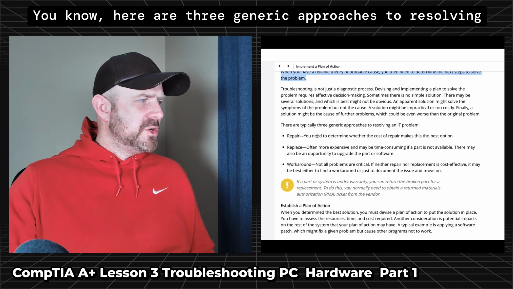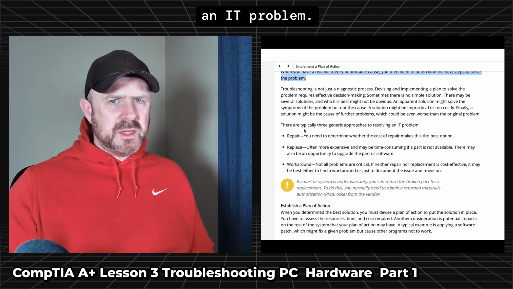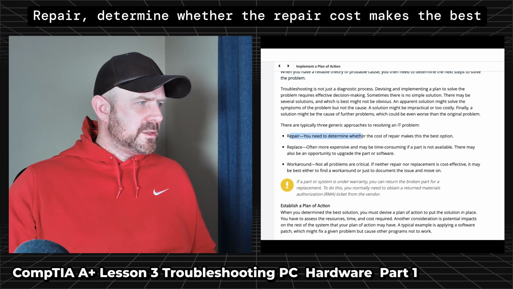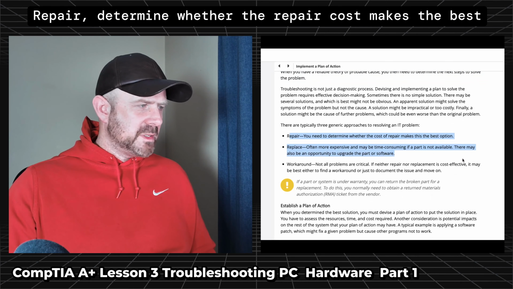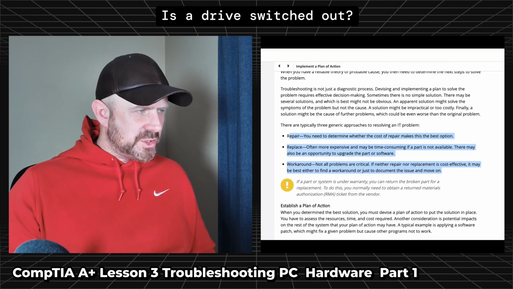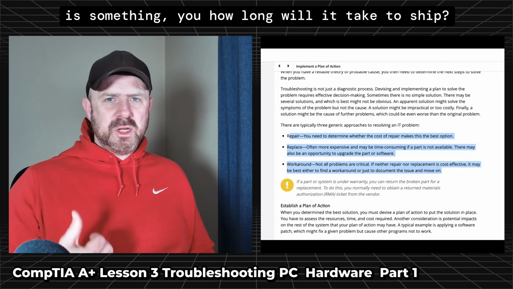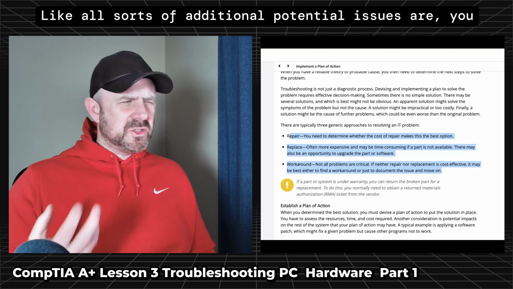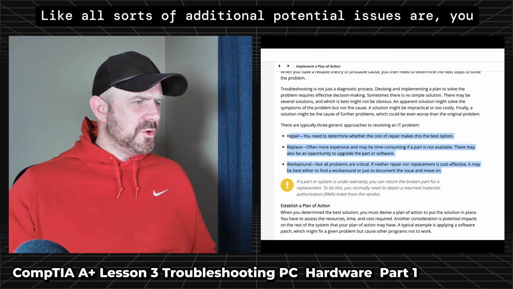Here are three generic approaches to resolving an IT problem. Repair: determine whether the repair cost makes it the best option. Replace: is something switched out? Is a drive switched out? How long will it take to ship? Is it something essential? All sorts of additional potential issues are brought up there.